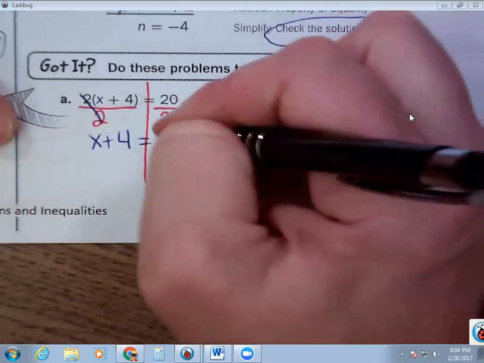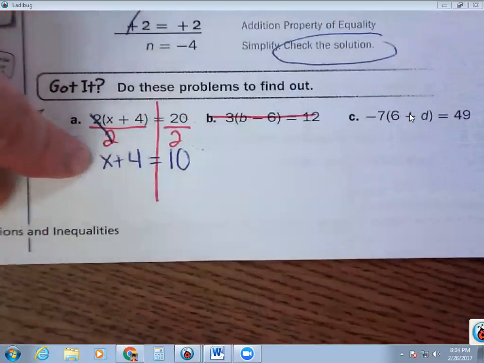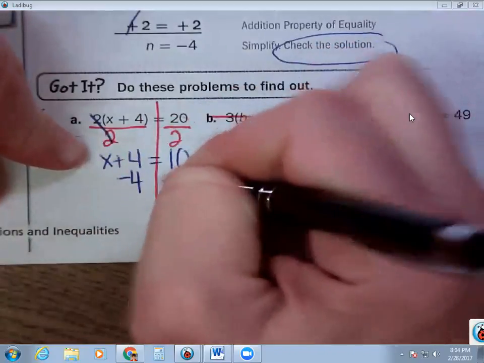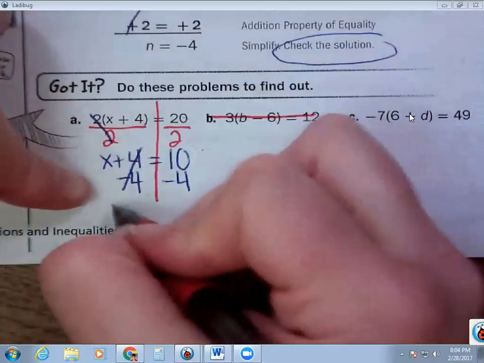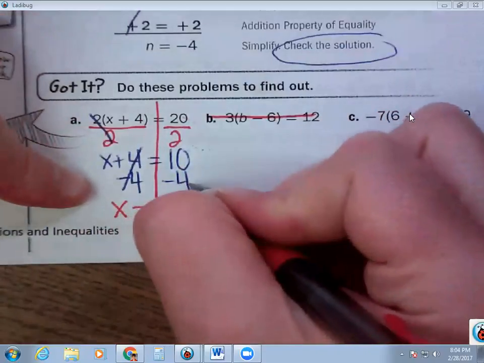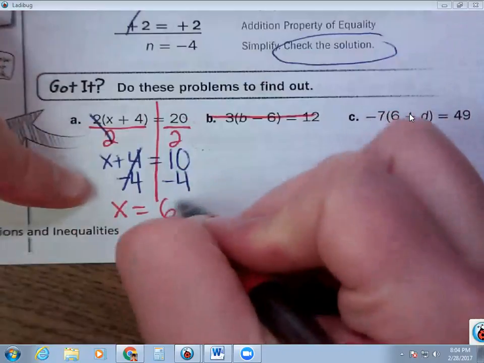It's 10. Now I can get rid of this constant. How do I get rid of a positive 4? I subtract it, minus 4, right below on both sides. And then I'm left with x equals 10 minus 4, which is 6, or 10 and negative 4, however you want to look at it. That's going to be 6.